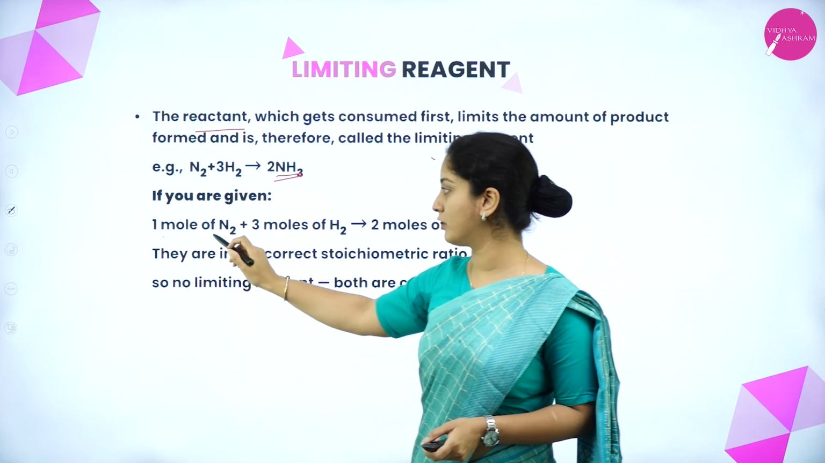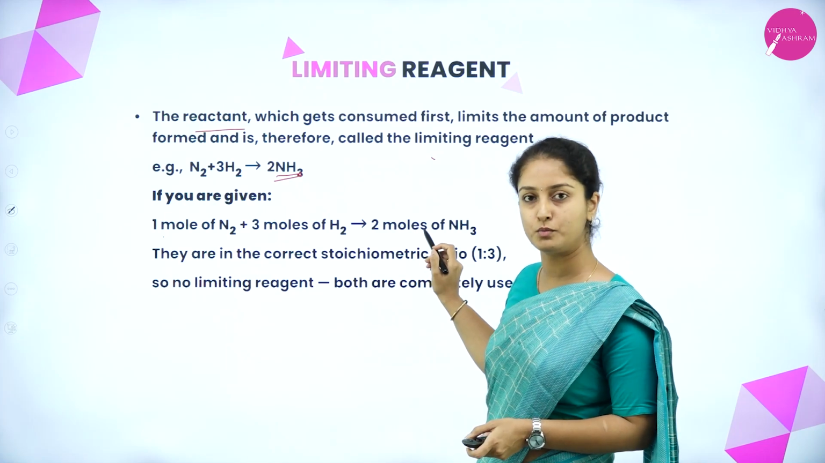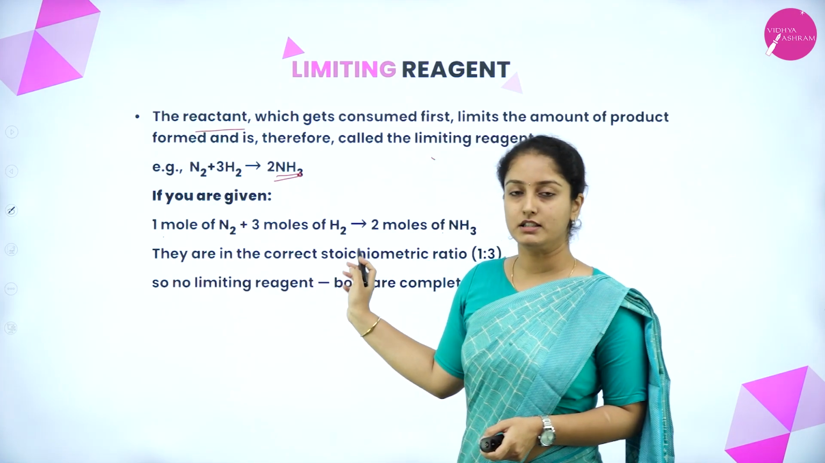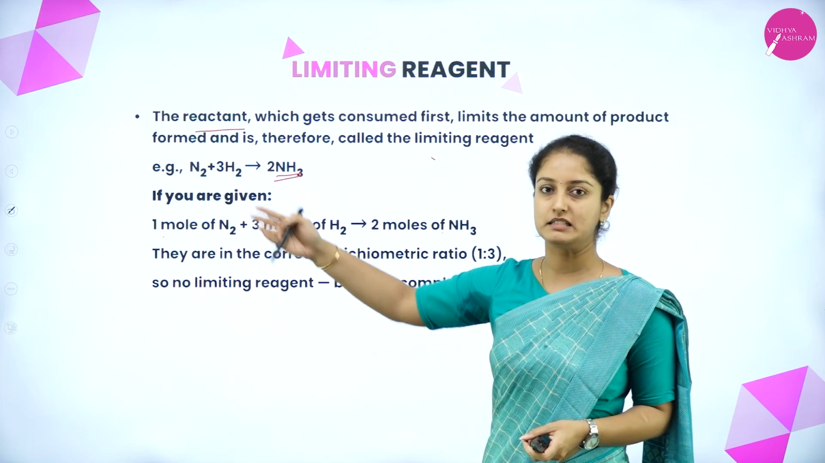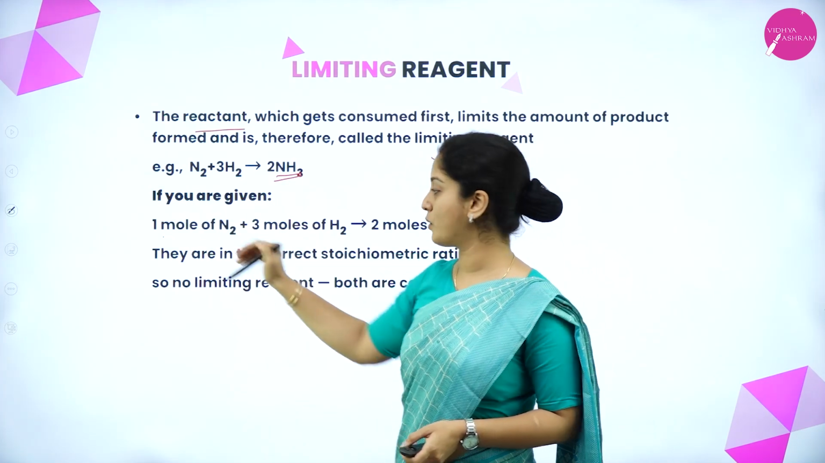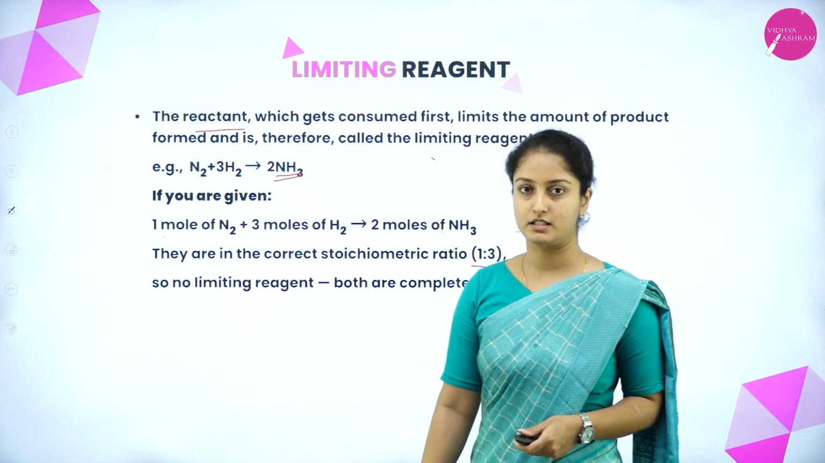So that is 1 mole of nitrogen, 3 moles of hydrogen and it gives 2 moles of ammonia. They are in the correct stoichiometric ratio because this is a balanced equation. So the correct stoichiometric ratio is 1:3. So there is no limiting reagent.